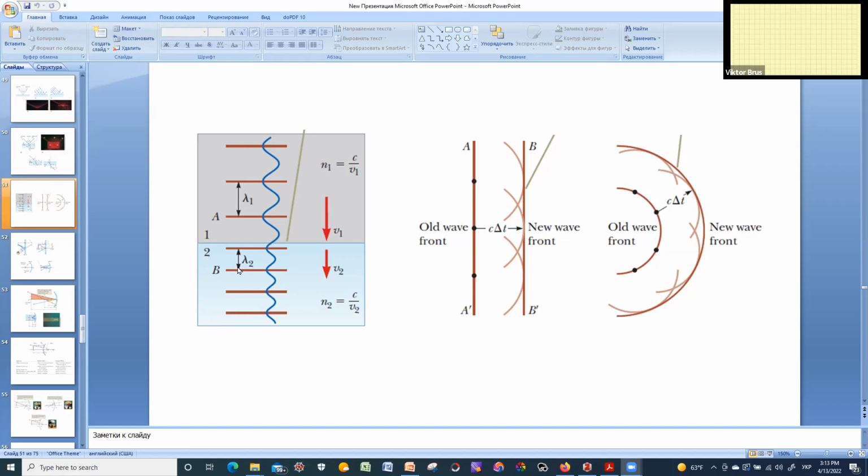So all these basic features of ray optics are explained in the scope of the so-called Huygens model, Huygens' principle, which considers information about the previous wavefront. So let's say this is our previous, initial wavefront of an electromagnetic wave. And so it's like a plane or spherical wavefront.